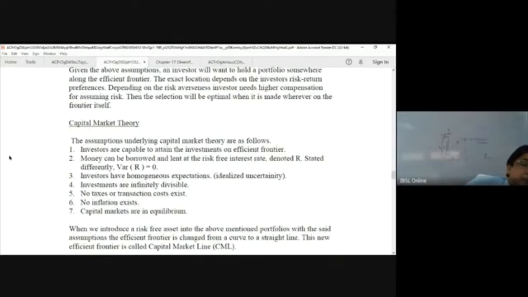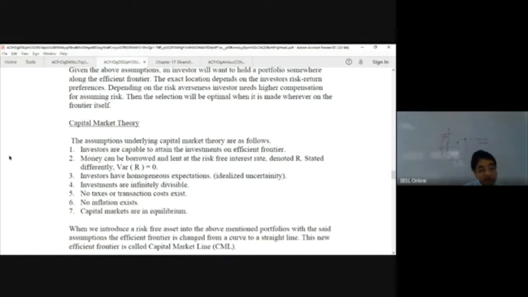Now, another assumption under capital market theory. Number one, investors are capable of attaining the investments on the efficient frontier. So you know what the efficient frontier is, and investors are always in a position to get these investments. Money can be borrowed and lent at the risk-free interest rate.